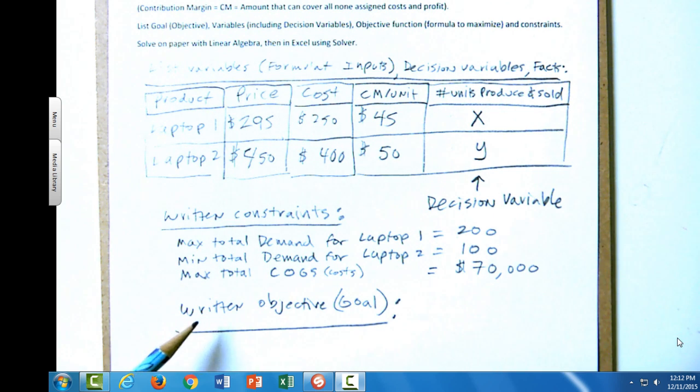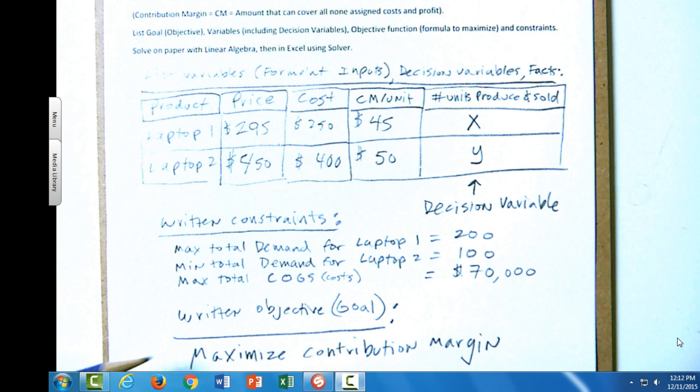Written objective or goal, hey, we're going to maximize contribution margin. So when we do our math, we'll have a formula to calculate the total contribution margin, and when we get over to Excel, we'll also have a formula. Now let's go to our next page.